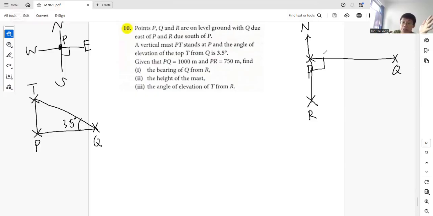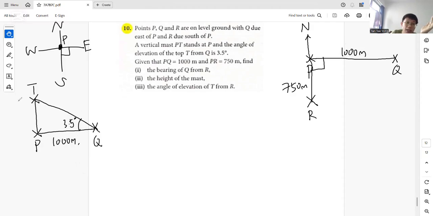Given that PQ is 1,000 meter, and then PR is 750 meter. So we can label here. PQ is also 1,000 meter over here. Okay, yeah, so 2 diagrams, right? I don't know how to draw it in a 3D way, so I draw it like that for the vertical mast.